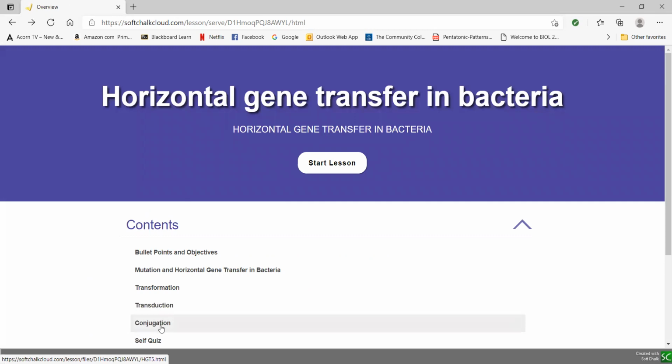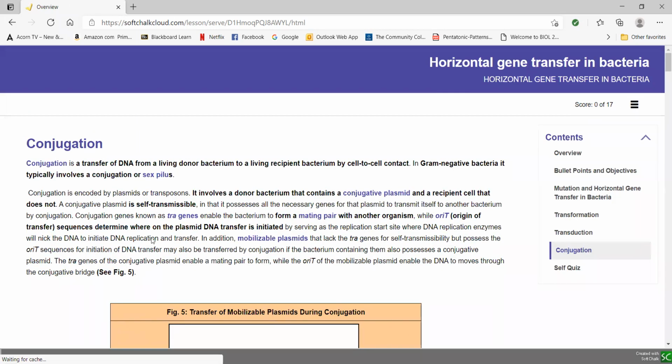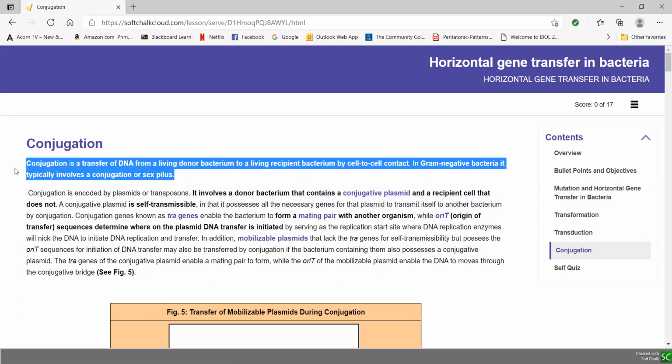So if we go to our Softchalk lesson, here's conjugation. We click on that. And there's our general description of conjugation in general. So remember, this is a transfer of DNA from a living donor bacterium to a living recipient bacteria by cell-to-cell contact. And in gram-negatives, it's going to involve a conjugation or sex pilus. So this is where a mating pair is going to form, where DNA can directly go from one bacterium to another. Unlike transformation, where there was a fragment of DNA from a dead, degraded bacterium entering a competent recipient bacterium, or transduction, where DNA is transferred from one bacterium to another by a virus or bacteriophage.